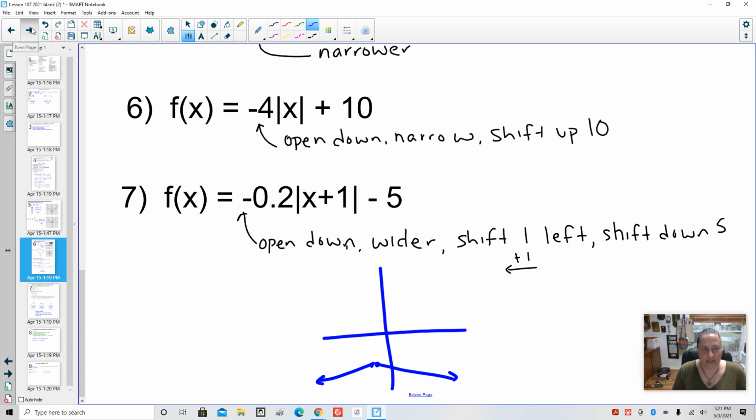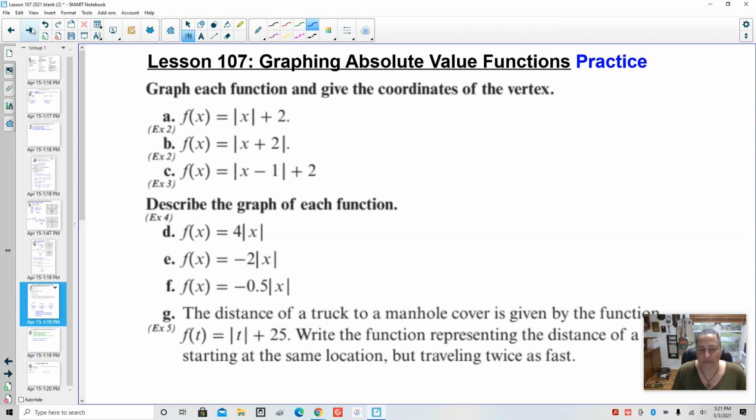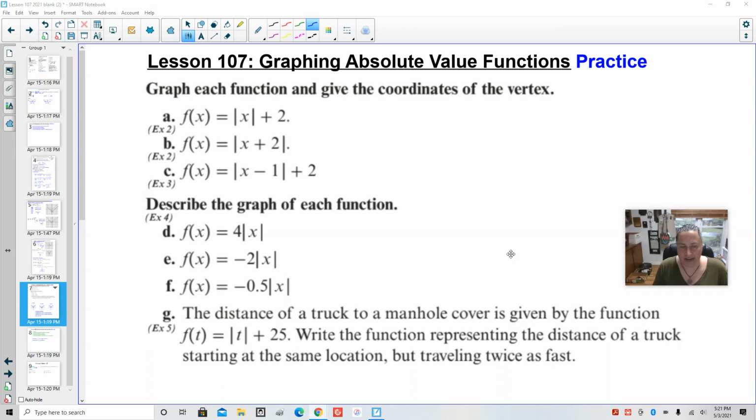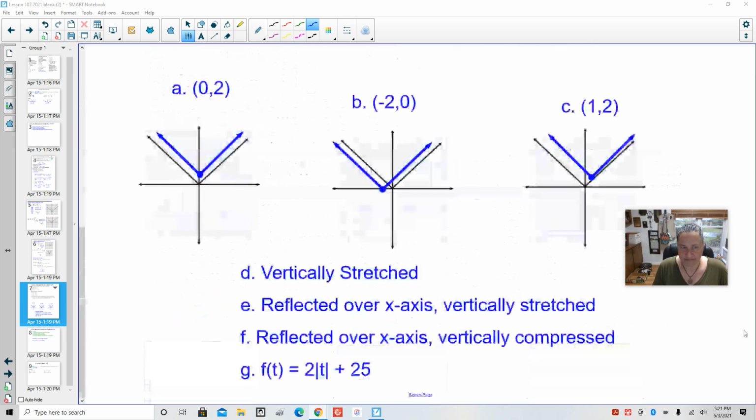Lots of pieces there. Here's your practice. Please hit pause and give those a shot. When you're ready to look at the answers, hit play again. All right, there are your answers.